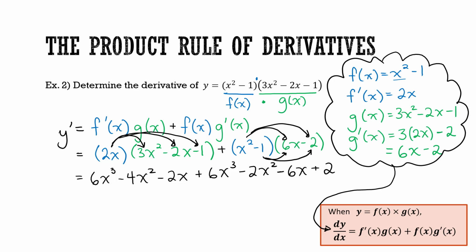Now I collect like terms. So I have 6x cubed and 6x cubed here. So that's going to total up to 12x cubed. I have negative 4x squared and negative 2x squared here. So that's going to total up to negative 6x squared. I have negative 2x and negative 6x, so those total up to negative 8x. And then I have this lone plus 2 at the end.